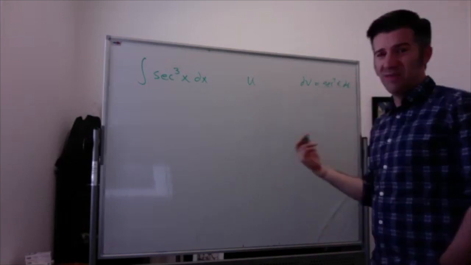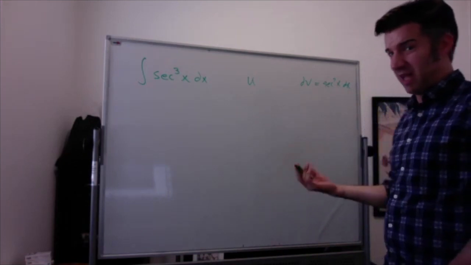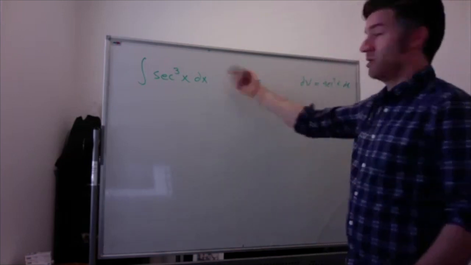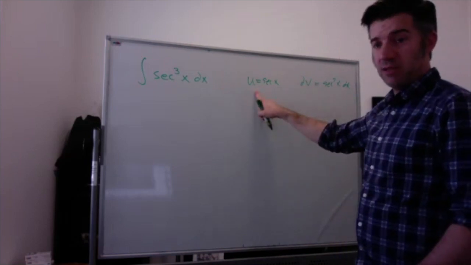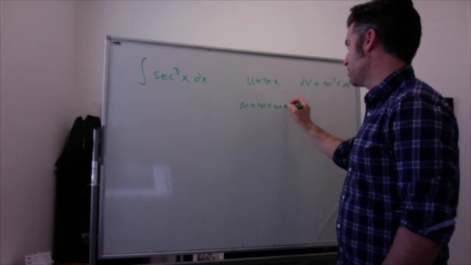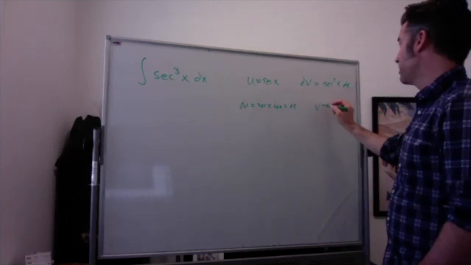If we pick dv equal to secant, the antiderivative of secant is the natural log of secant plus tangent in absolute value, which we don't want to do. U, on the other hand, is going to be secant. So then my derivative of secant is secant x tangent x dx. My antiderivative of secant squared is tangent.